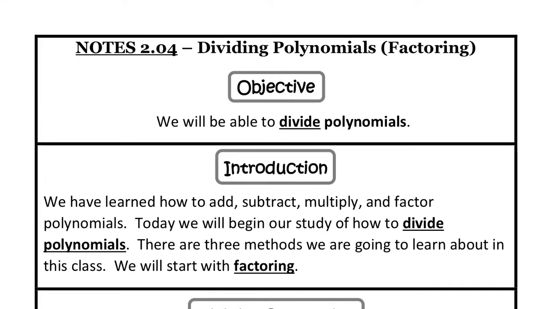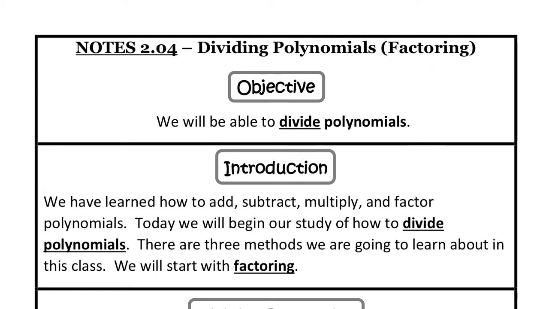Good morning, guys. Today we're going to be looking at dividing polynomials, and in the process we're going to be using factoring. There's another method we're going to go over next time called synthetic division, but right now we're going to look at factoring.